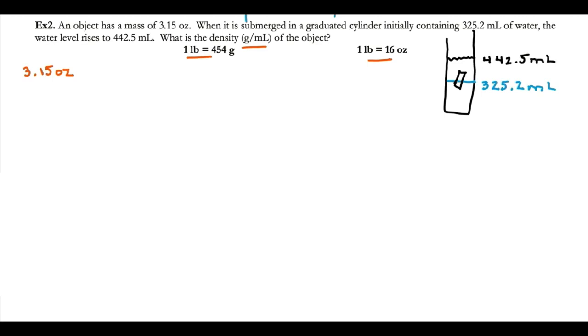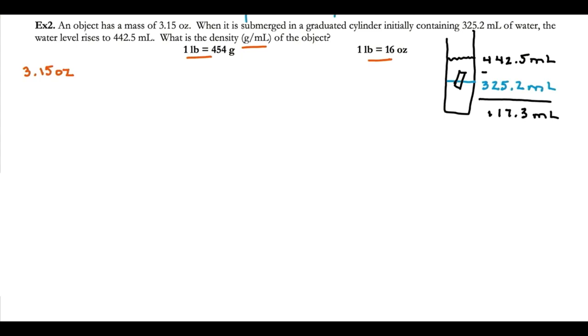Now it's 442.5. So what I can do is take the difference between those two volumes, and that'll tell me the actual volume of the object. 325.2 is the volume of just water. It rose to 442.5 as soon as you added the object. So logic tells you that must be the volume of the object itself. And so the volume of the object itself is going to be 117.3 if I subtract mL. So now I've got my volume, so I'm good there. Now I've got to figure out my mass.